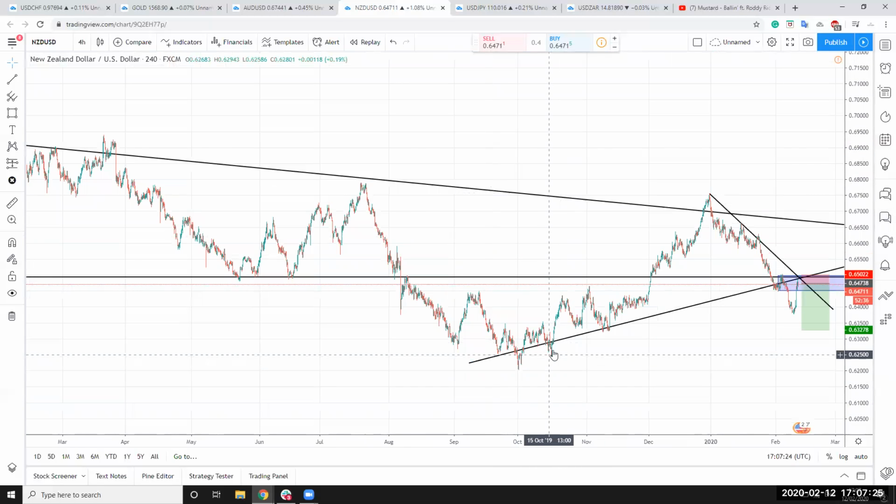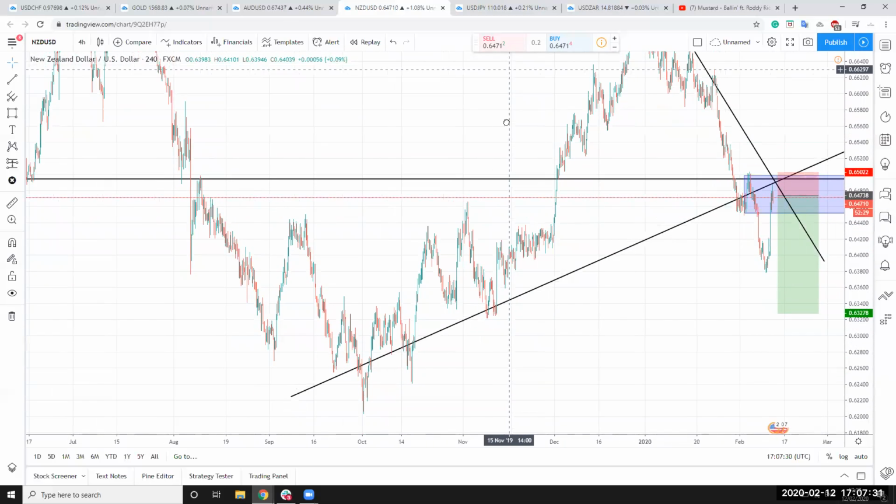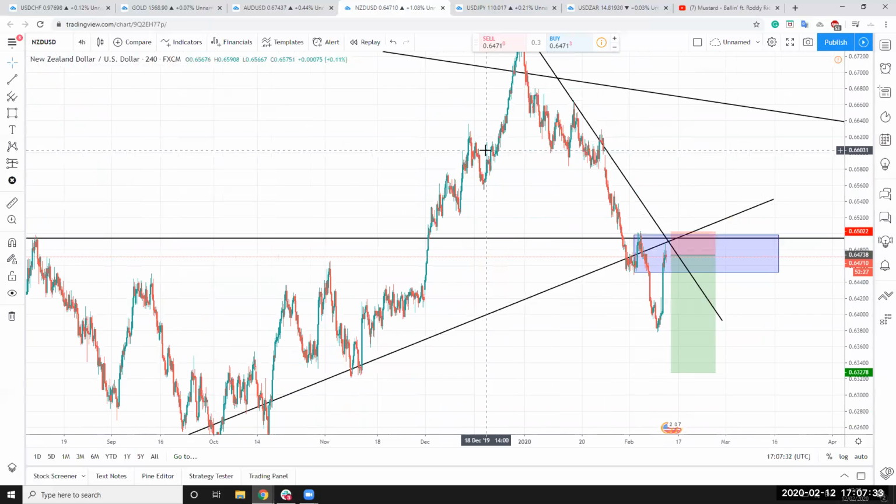As you can see, on the 4-hour, these don't make sense, but it's not supposed to make sense because we didn't draw it on this time frame.